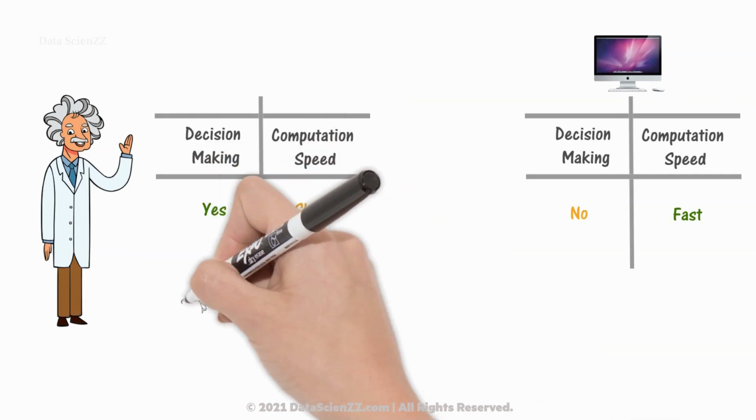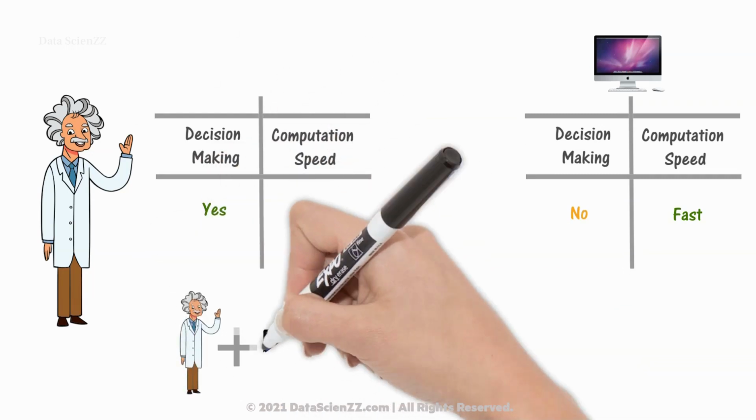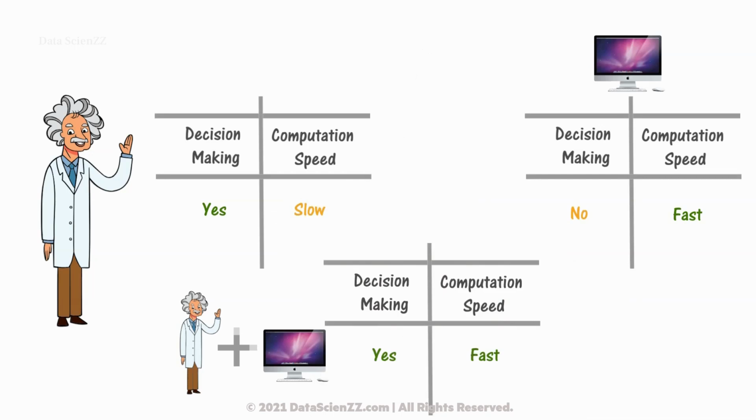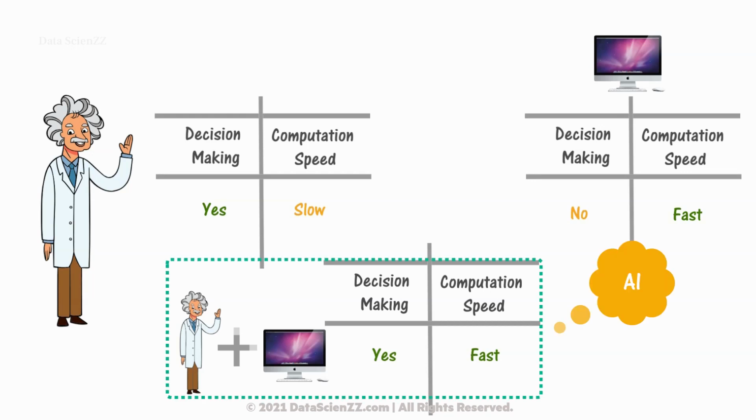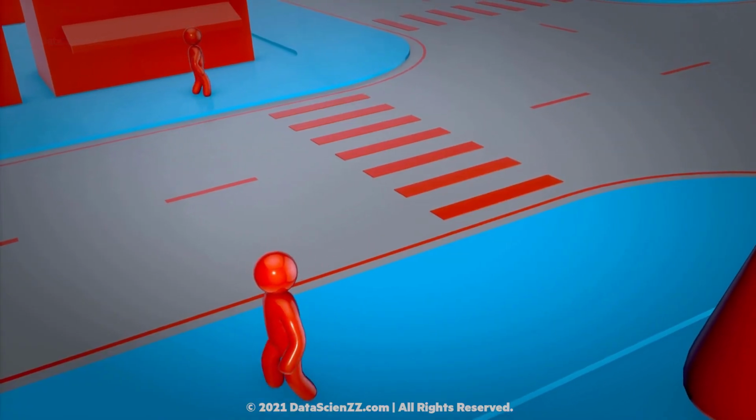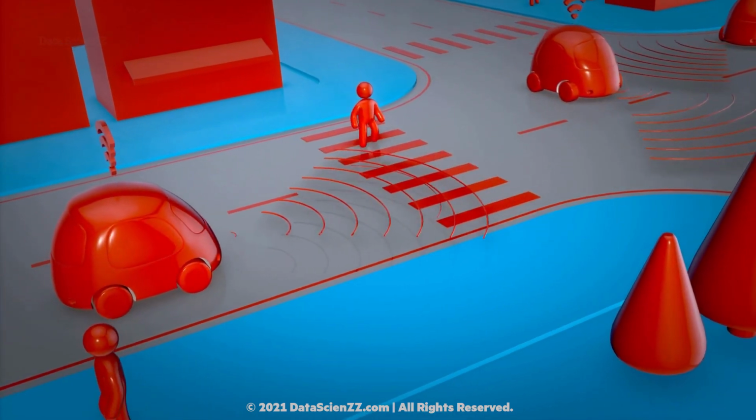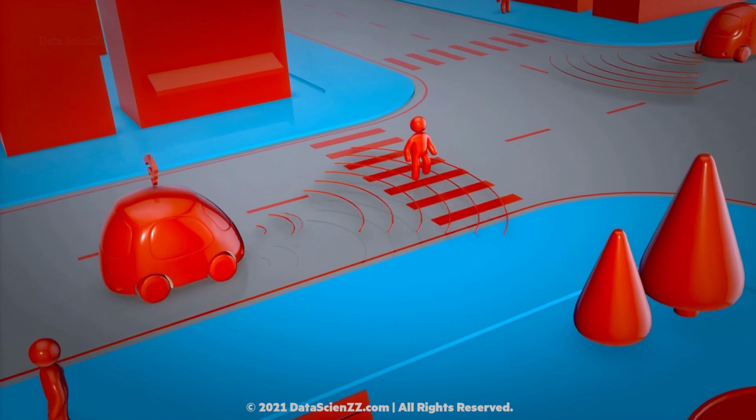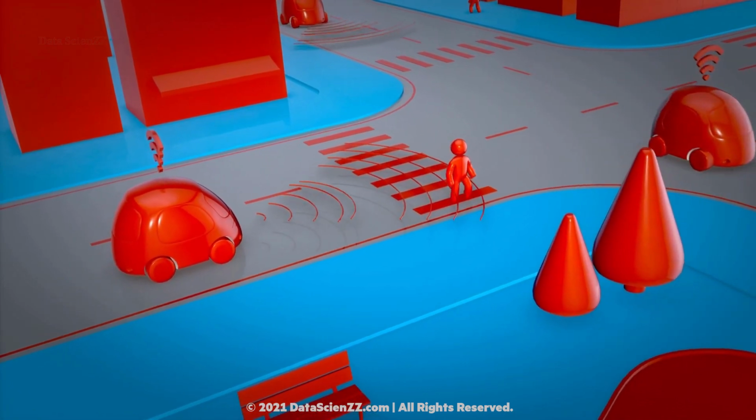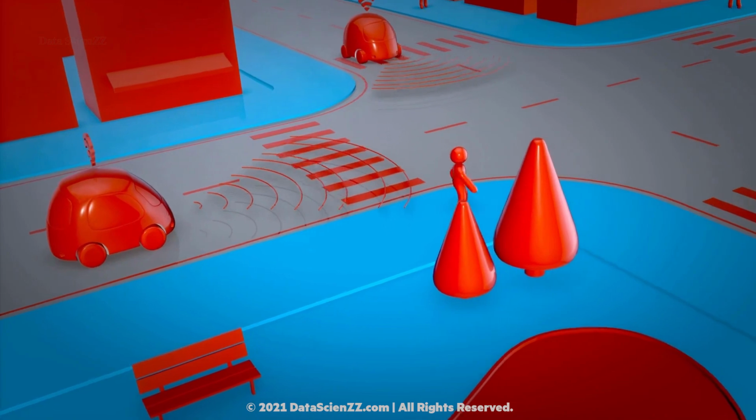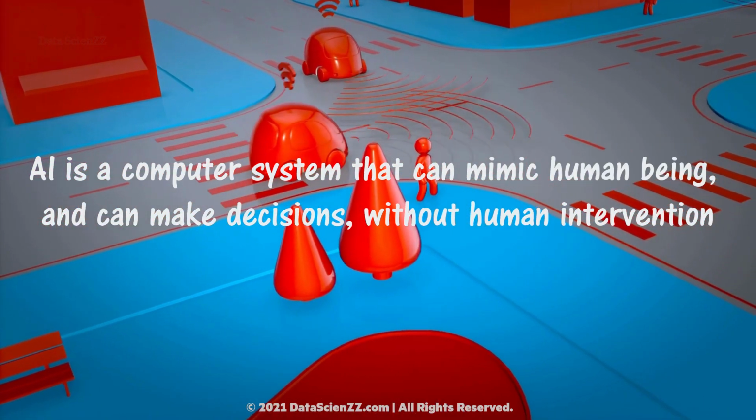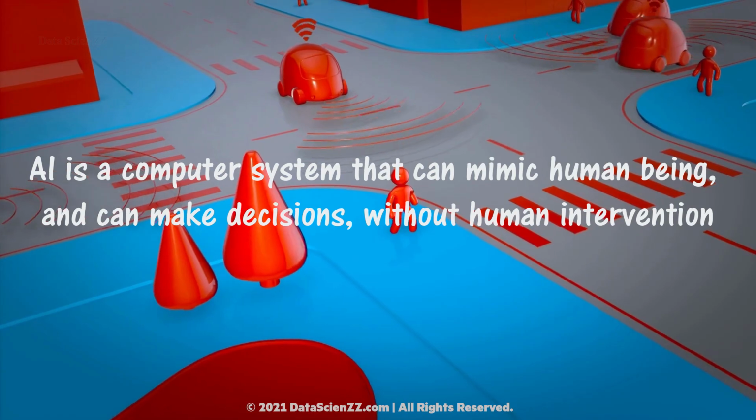So, what if we make a system by combining them both? It's like bringing the intelligence of human beings into a computer system. Isn't that going to be great? Well, that is simply artificial intelligence, or AI. Think of a self-driving car. The car can navigate the road and traffic, follow all traffic rules, and reach the destination safely on time, without any human being actually driving it. So AI is a computer system that can mimic human beings and can make decisions without human intervention.